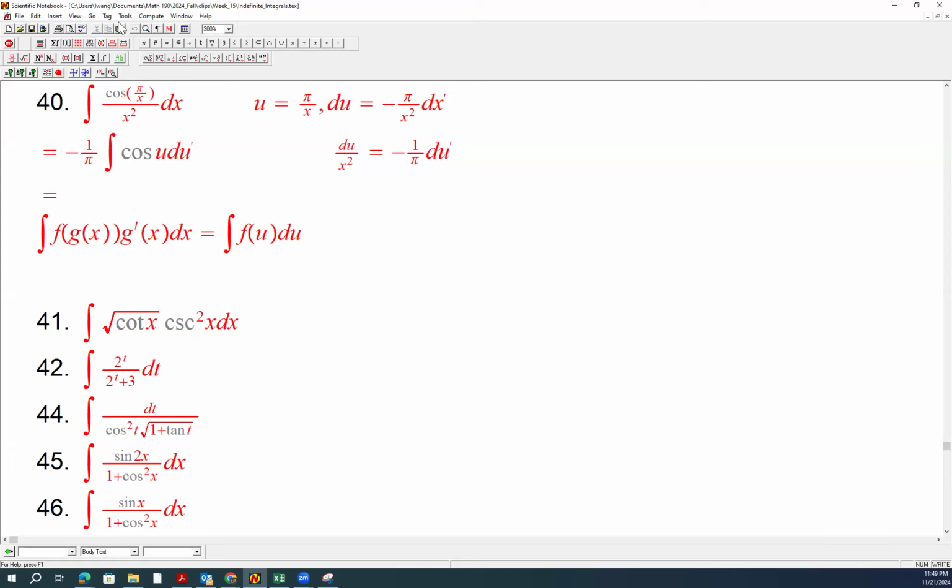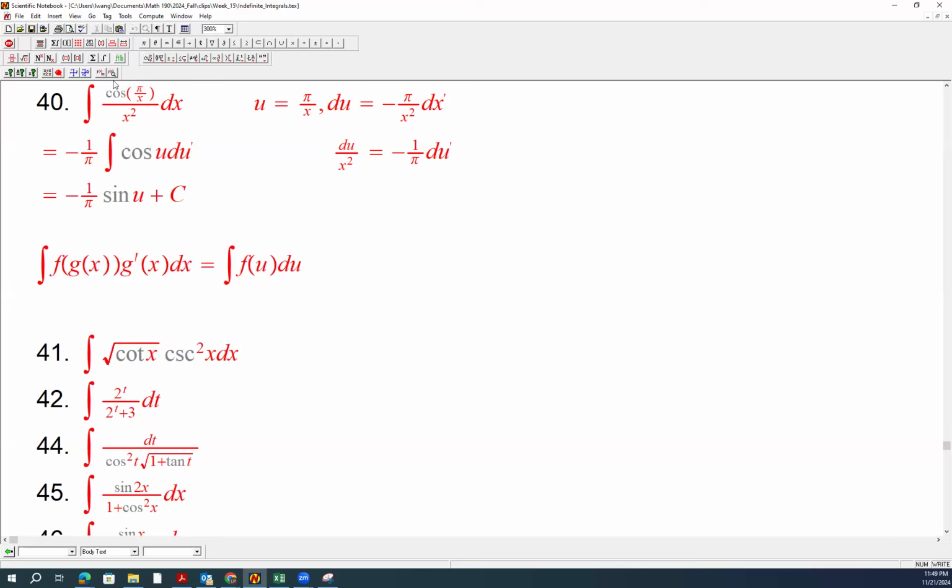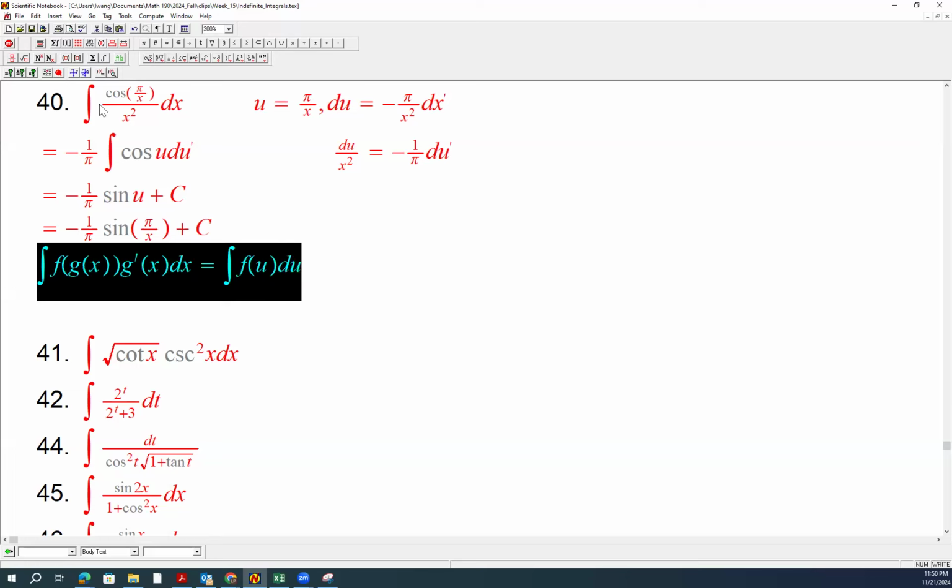So next step, antiderivative: sine u plus a constant. Oh, plus a constant, sorry. Okay. And substitute it back, u equals pi over x. We don't need the parentheses, okay? We really don't need these parentheses. But if you like to put them there, it doesn't hurt, okay?